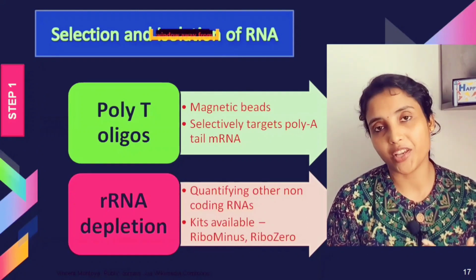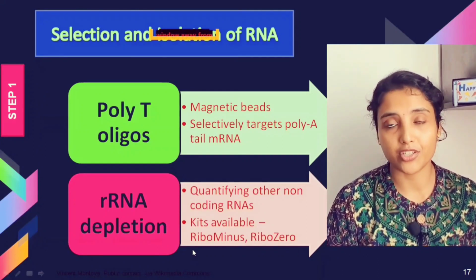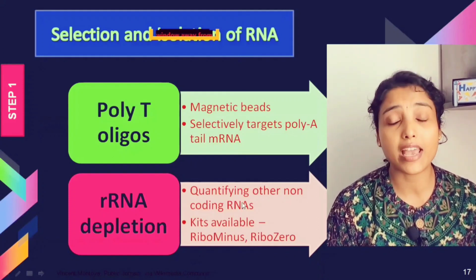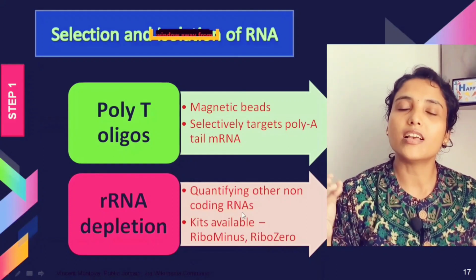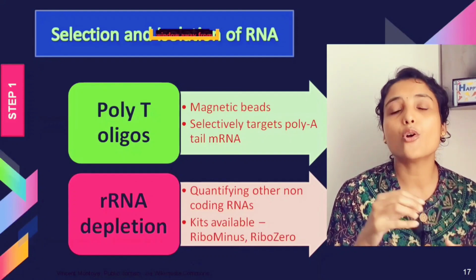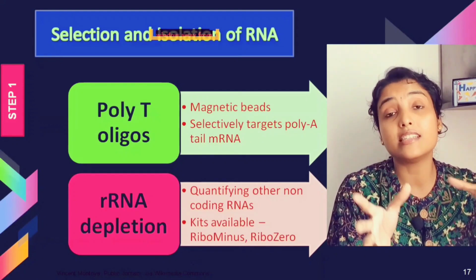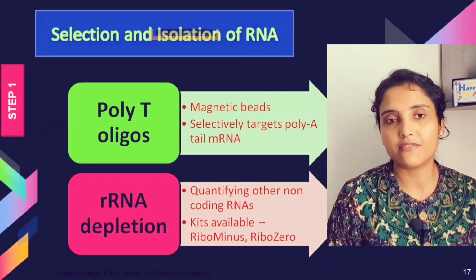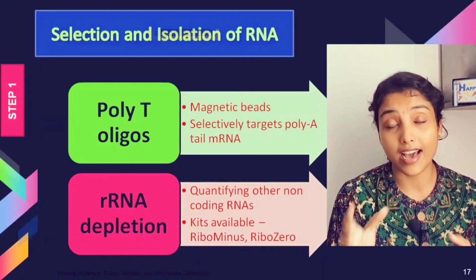Another approach that you can use is rRNA depletion. That means you have certain kits available, for example, Ribo-Minus or Ribo-Zero. What they do is they will specifically go and degrade or deplete rRNA. So since rRNA is the major chunk, that will be depleted, and you'll be left with other types of RNA.